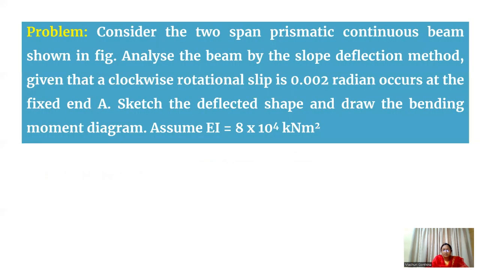So coming to the problem, here consider a two-span prismatic continuous beam as shown in the figure. Analyze the beam by using the slope deflection method. Given that a clockwise rotational slip of 0.002 radian occurs at the fixed end A, you're going to sketch the deflected shape and draw the bending moment diagram. Here you're going to assume EI to be 8 into 10 power 4 kilonewton meter square. So this is the given question.